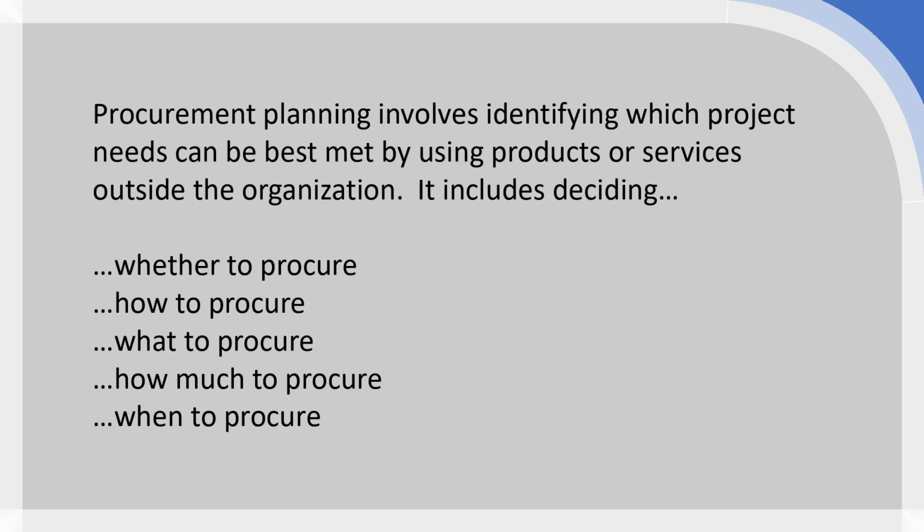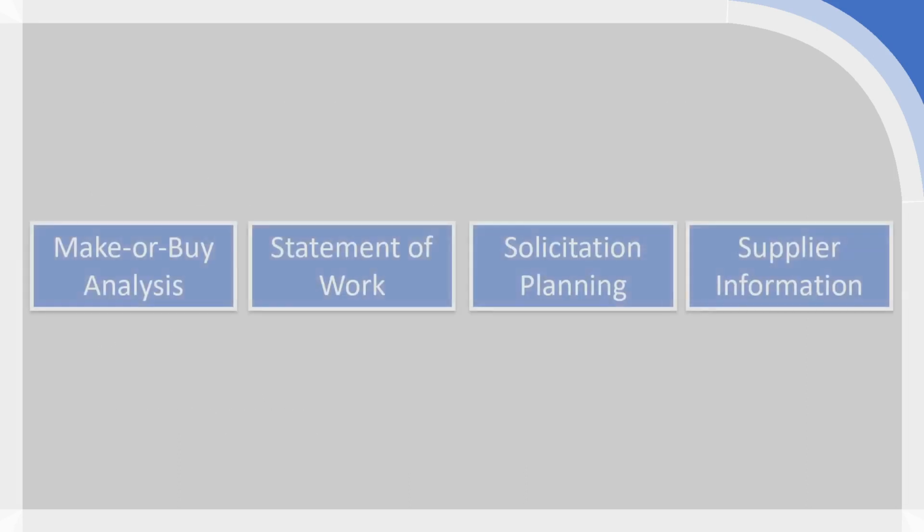So for this, we are going to consider four major areas in a rough order. So we're going to look at make or buy analysis, statement of work, solicitation planning, and supplier information.